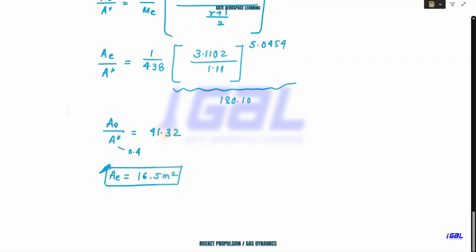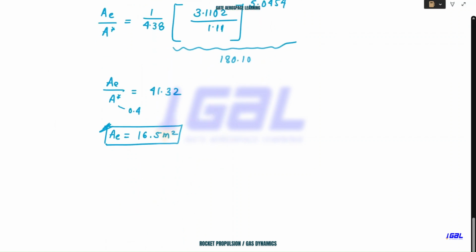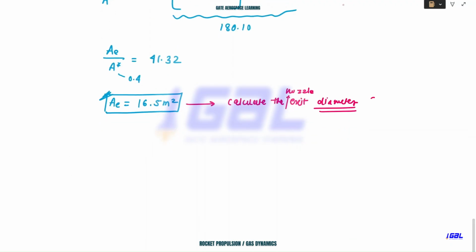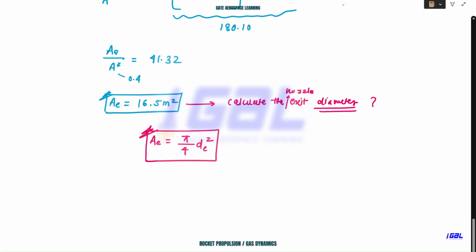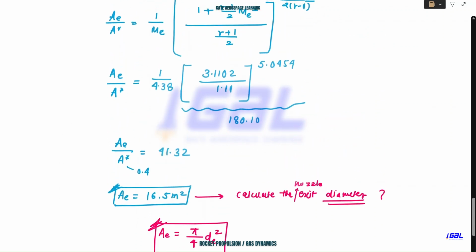Okay, so this is how you should proceed for calculating the exit area. One more thing I want to emphasize is that they can also ask you to calculate the nozzle exit diameter. They can also frame the question that way. The only thing you need to do is, once you know the exit area, use A equals pi by 4 d squared, because your nozzles are circular. Then you can simply use this formula for calculating the diameter at the exit of the nozzle. Yeah, they can frame this also.